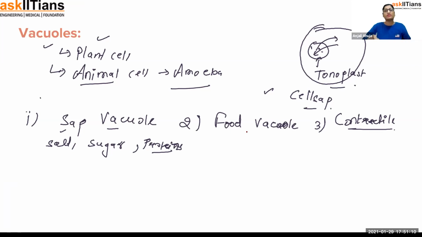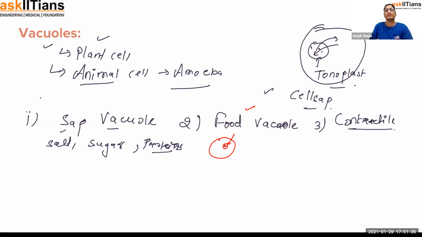Right? Now talking about the second type, which is the food vacuole. Food vacuole is found in amoeba. Actually, food vacuole is like a temporary vacuole. In amoeba, in paramecium, food enters inside the cell, and then inside the cell, food is covered by a membrane. We call it the food vacuole. So it is present in the unicellular organism.